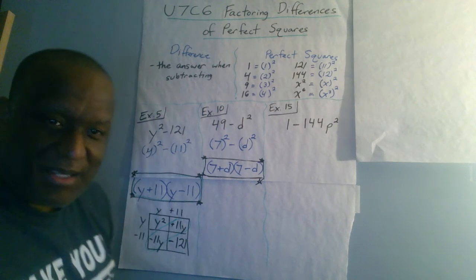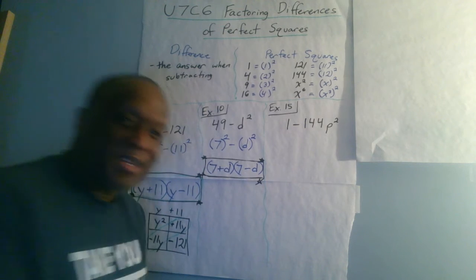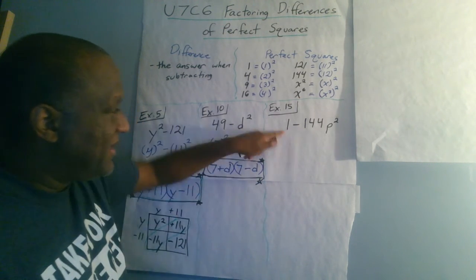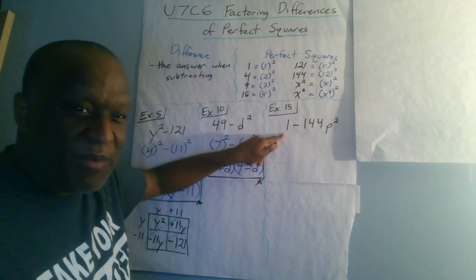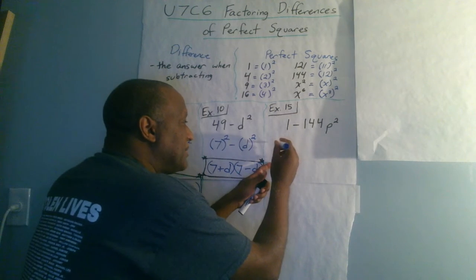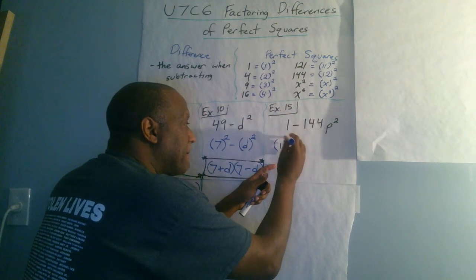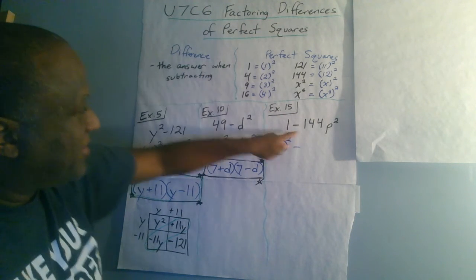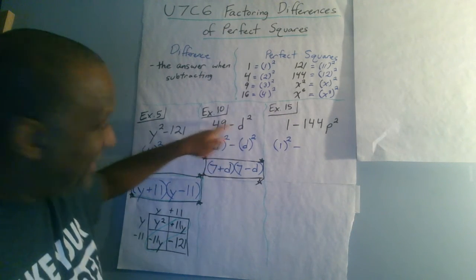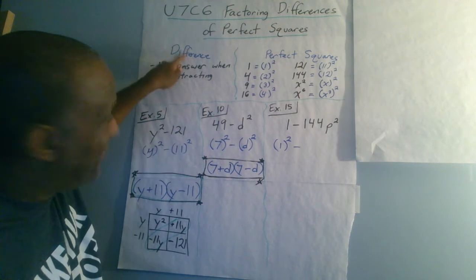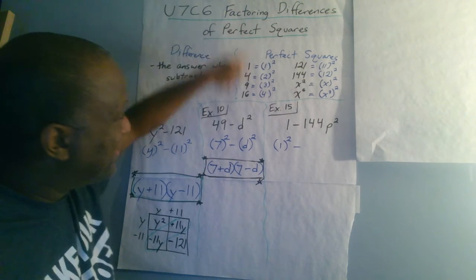All right. Did you get a chance to set it up for yourself? Let's see what we got. How can we write 1 as something squared? Well, that's pretty easy. 1 is just 1 squared. Minus. Remember, this was the difference of perfect squares, so notice we always had subtraction. If you don't have subtraction, you can't use this method. This method's only for difference of perfect squares.